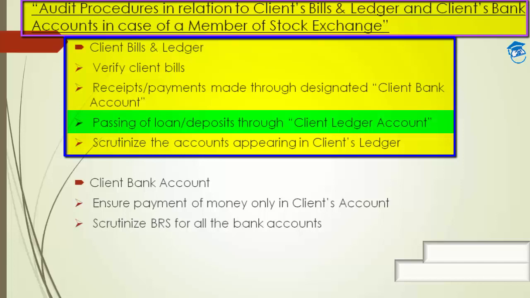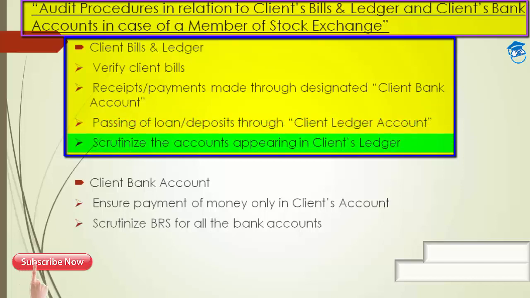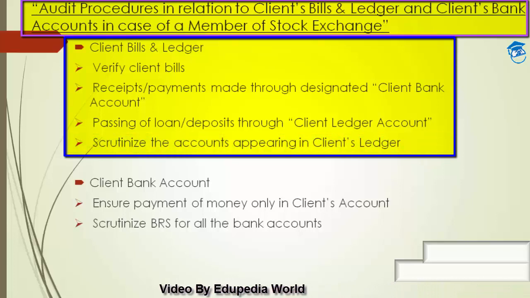Also, we need to scrutinize the accounts appearing in the client's ledger with the client's account and ascertain their age. We need to ascertain that. Why? Because the period of their outstanding will come out in that particular case. And in case of old debit balances, we need to ascertain the need of any provision for bad and doubtful debts or not.